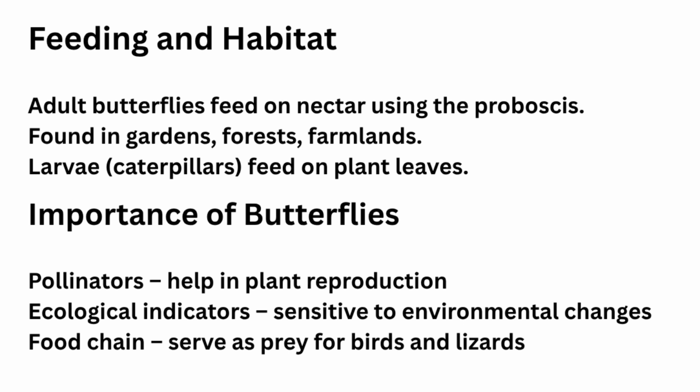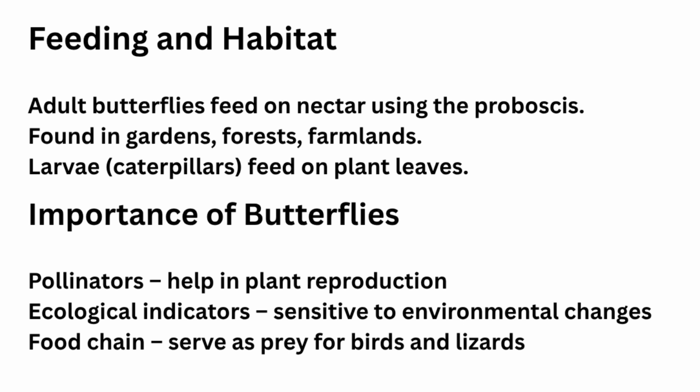Feeding and habitats of butterfly. Now the adult butterfly feed on nectar using their proboscis, like I mentioned before. It is found in gardens, forests, and farmland. The caterpillar feed on plants. So that is the feeding habits and their habitats.